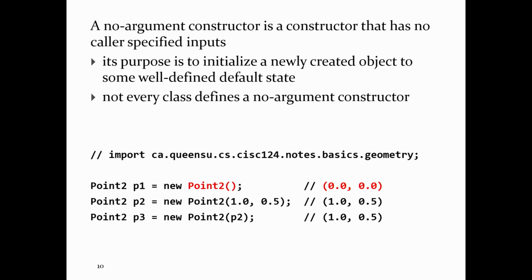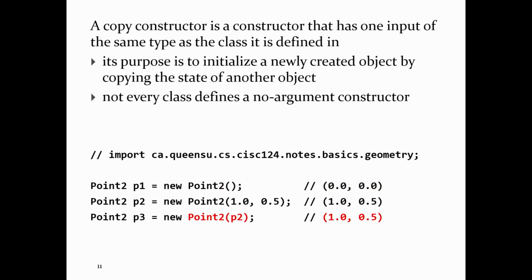You had a question? Is it defined in the language that constructors must match the class name? Yes. The name of a constructor is always exactly the same as the name of the class. That is a rule of the language. If you try to put in something that doesn't have the same name as the class, you'll get an error when you try to compile your program. So that's the no argument constructor. Not every class defines the no argument constructor, but many do.